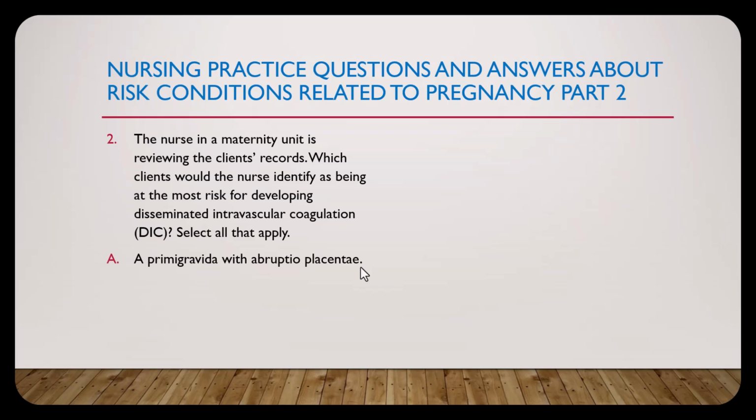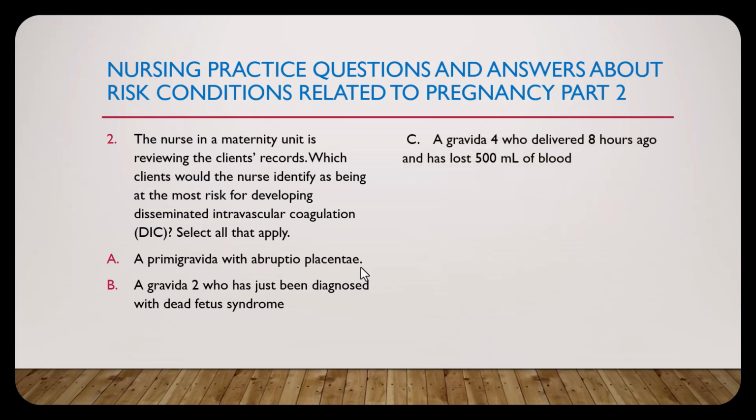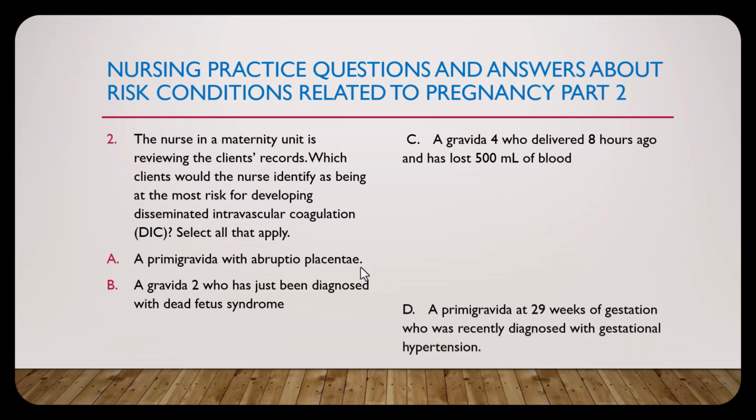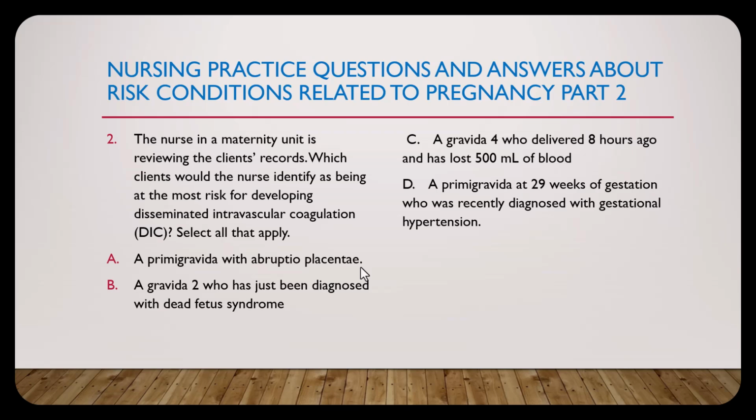Option A, a primigravida with abruptio placentae. Option B, a gravida 2 who has just been diagnosed with dead fetus syndrome. Option C, a gravida 4 who delivered 8 hours ago and has lost 500 ml of blood. Option D, a primigravida at 29 weeks of gestation who was recently diagnosed with gestational hypertension.